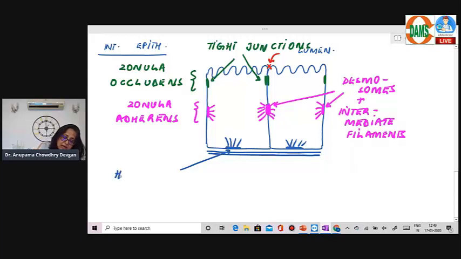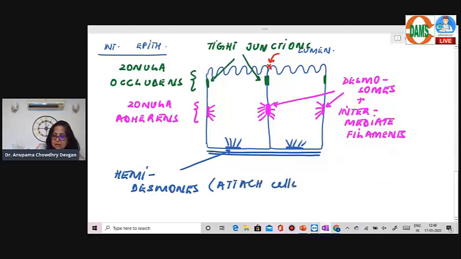These are your hemidesmosomes. Hemidesmosomes attach the cells to the basement membrane.